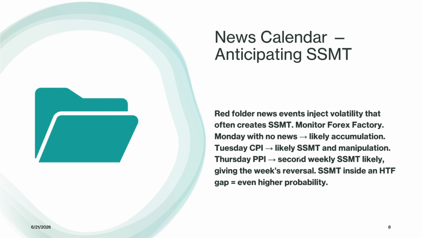Thursday, PPI, which is also news: a weekly sequential SMT is likely, giving the week's reversal. Thursday is Q4, so it's either continuation or reversal. Let's say we were bullish on Monday, Tuesday, and Wednesday, and Thursday comes around and we have PPI at 8:30 news. When the market opens, we will probably see distribution directly. A sequential SMT inside a higher time frame gap, such as a fair value gap, equals even higher probability because that could be your draw.